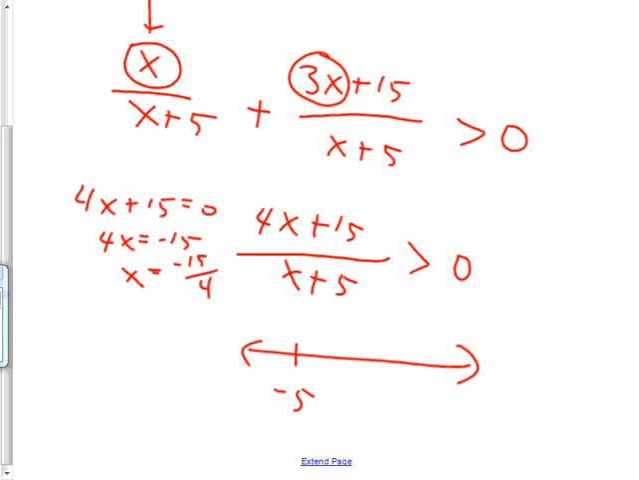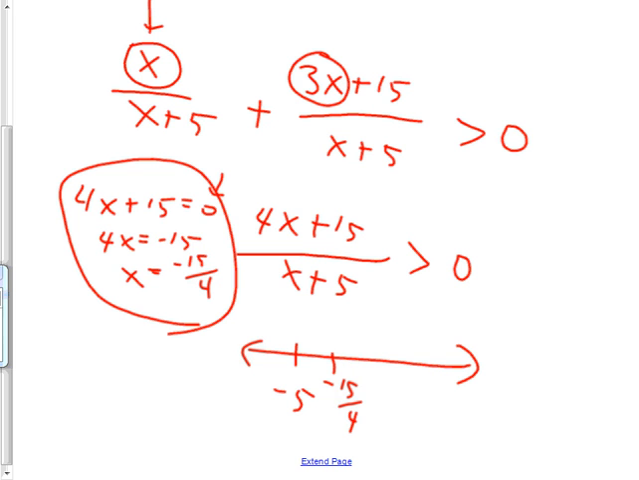Here's -5. -15 fourths is about -16 fourths would be -4. So it's in the neighborhood of -4. So I'll just put it here, -15 fourths. Okay. And then does that spot work or not? Well, if it's going to make it 0, see, this was the little equation where I was making it 0. If it's going to make it 0, then it will not be bigger than 0. Empty spot, it's a 0. This spot is an undefined spot. It never works there. And then you just test the spots around it, and from there it's easy.